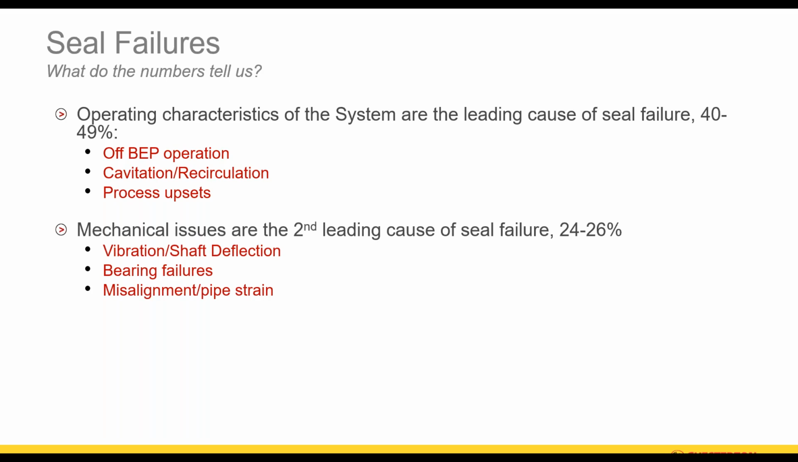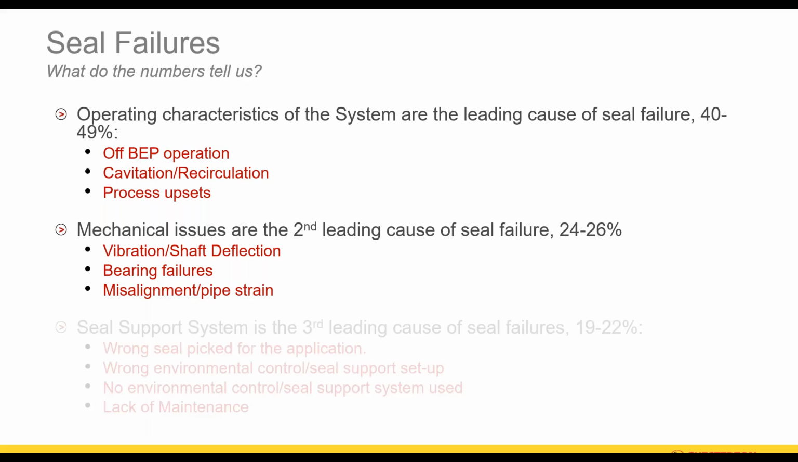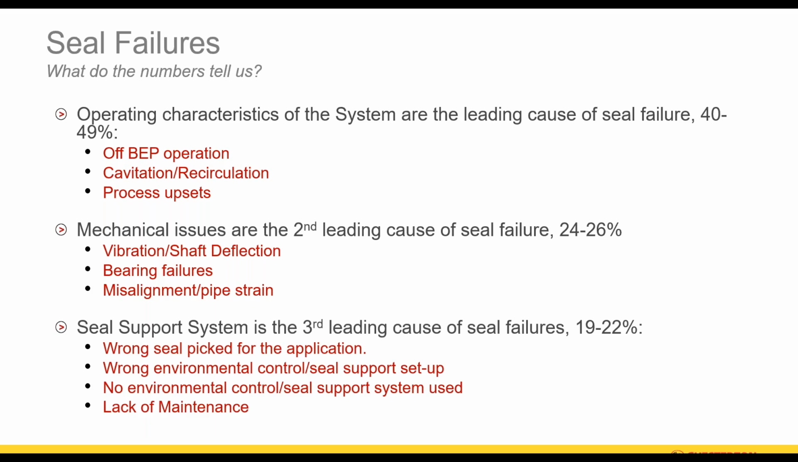The second leading cause is mechanical issues: vibration, shaft deflection. We'll talk about that in one of the subsequent webinars in detail. Bearing failures, misalignment, pipe strain considerations. And then finally, the seal support system, which is the third leading cause. And that gets back to what I just talked about: wrong seal for the application, the wrong environmental control setup, lack of maintenance.